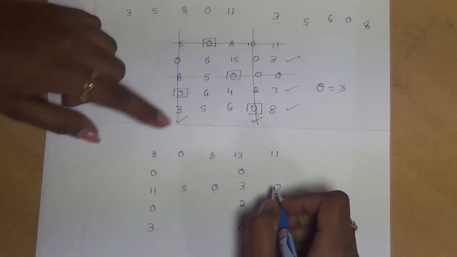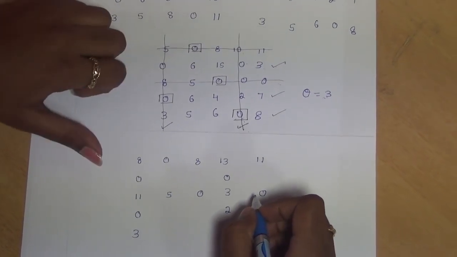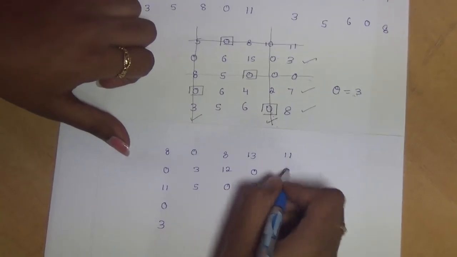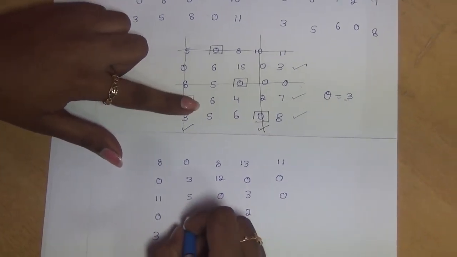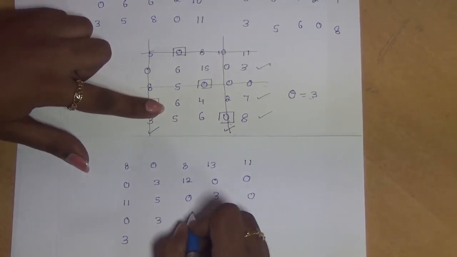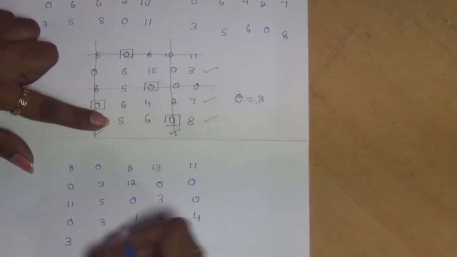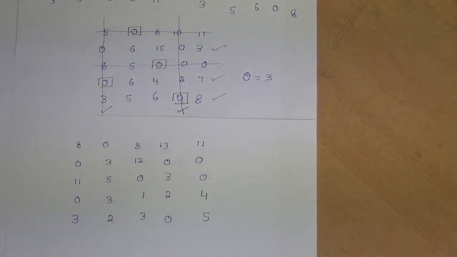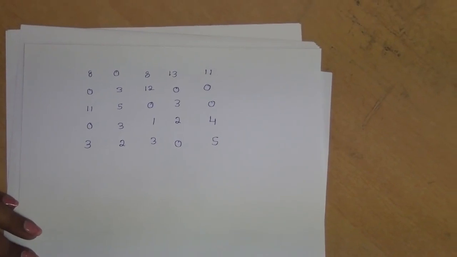The rest of the values we have to subtract 3 from. So 6 minus 3 will be 3. 15 minus 3 will be 12. 3 minus 3, 0. And then 6 minus 3, 3. 4 minus 3, 1. 7 minus 3, 4. 5 minus 3, 2. 6 minus 3, 3. 8 minus 3, 5. After getting the new tabular column, we have to again allocate the cells as we did before.